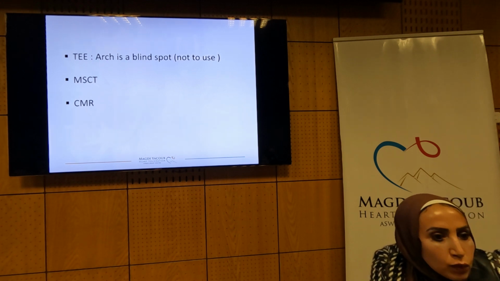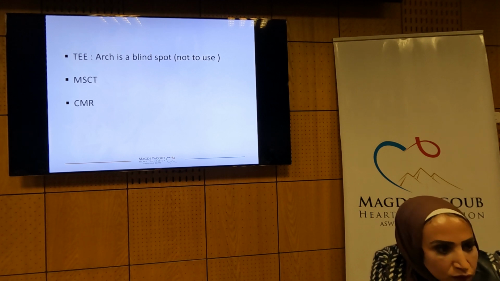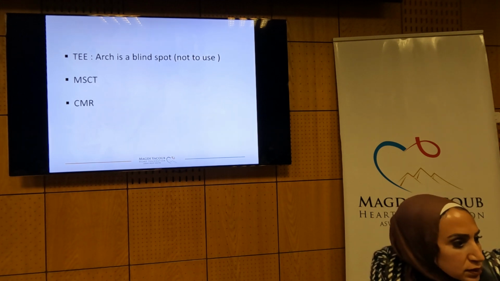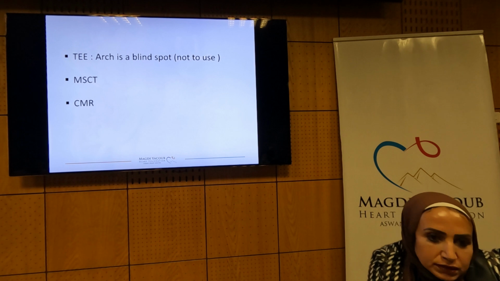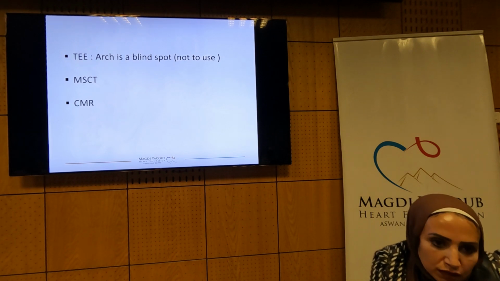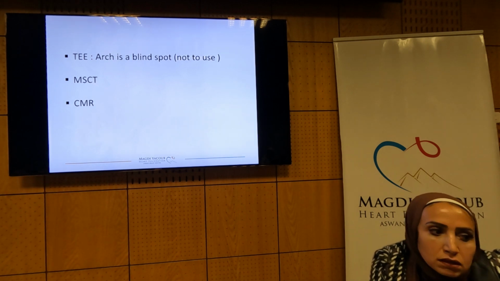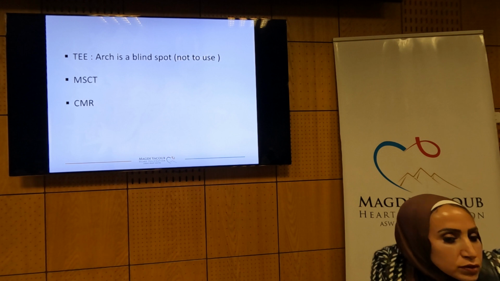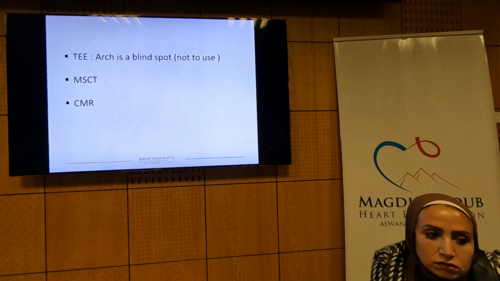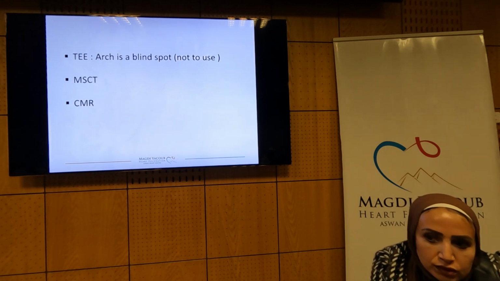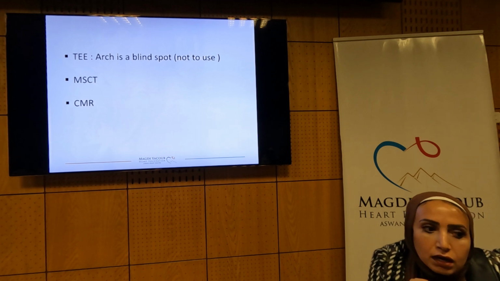If you have a baby with a question about the arch that is not solved by echo, your imaging modality is multi-slice CT. Because the babies are small and the aortic arch will be small, multi-slice CT is the option to image them. In adults, you can use cardiac MRI because the aorta will be bigger and you don't need a higher spatial resolution. MRI will be okay.